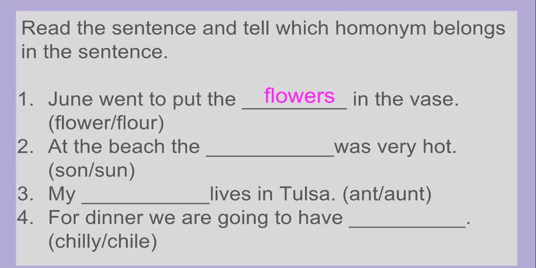Number 2, at the beach, the blank was very hot. The sun was very hot. Would it be S-O-N or S-U-N? S-U-N means the shining sun in the sky. At the beach, the sun was very hot. Number 3, my blank lives in Tulsa. An A-N-T or an A-U-N-T? Not a little insect, but our relative, aunt.